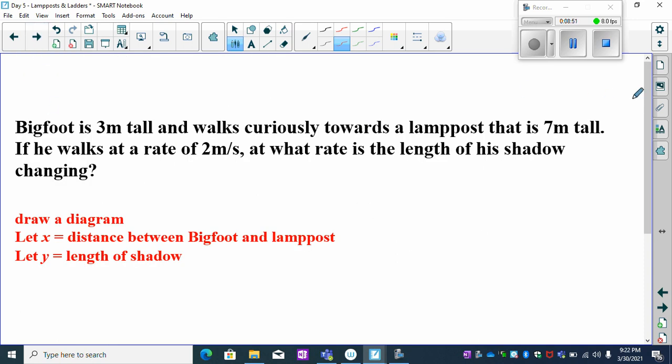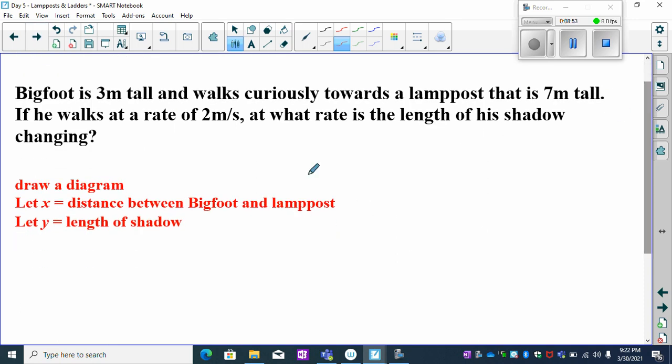All right, lamppost question, or street light question, okay? We're going to set up a diagram. We're going to let x be the distance between Bigfoot and the lamp. You could switch these, but we'll follow this pattern for the questions we do. Let x equal the distance between the man and the lamppost, or the person and the lamppost, or whatever it is that's next to the lamppost, and let y be the length of the shadow.